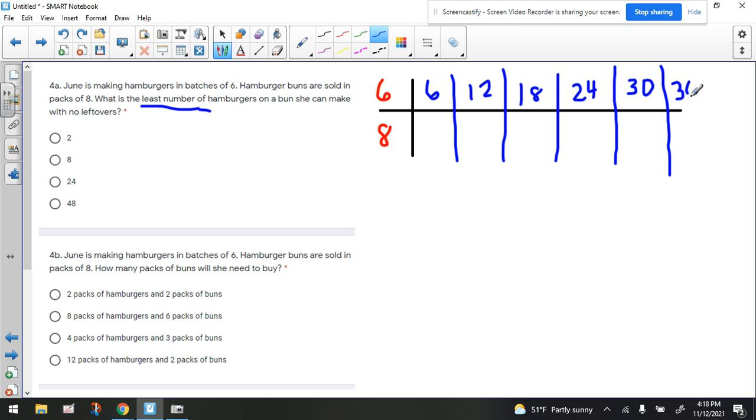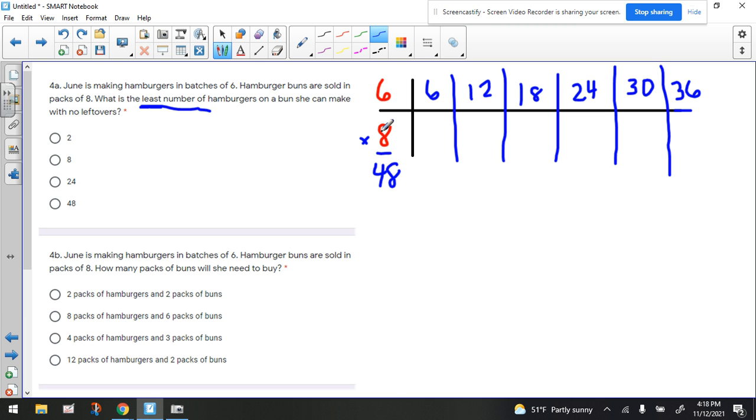Now you might be wondering, when can we stop? Well, we can stop when we find the product of the two numbers, which would be 48. 6 times 8 would be 48. So we know that 48 will be a common multiple, and that is a choice. But they want to know the least common multiple. And there may be a number in this lineup that's also on the list for 8.